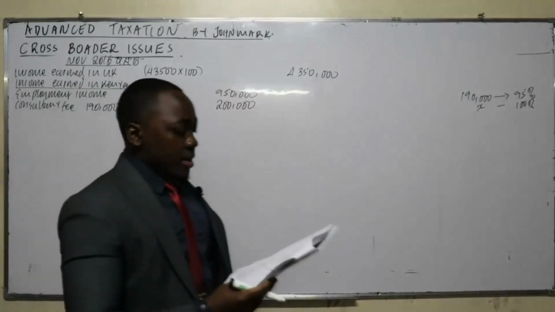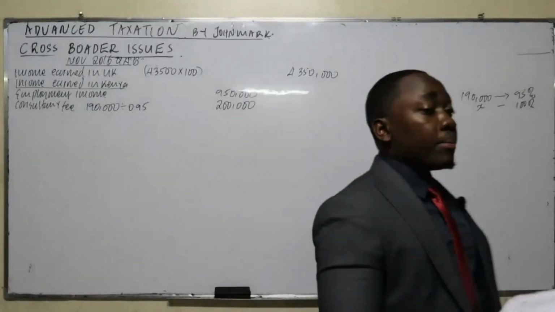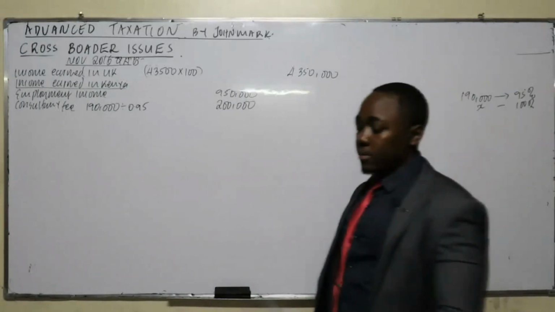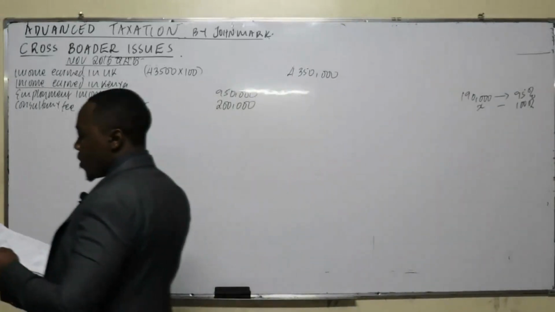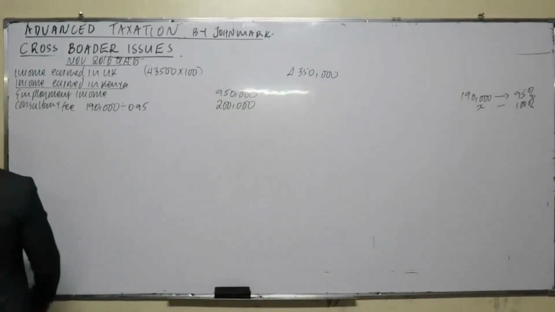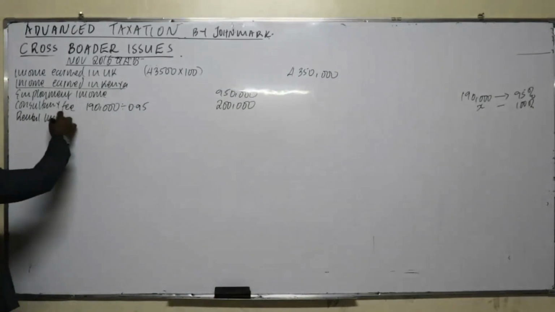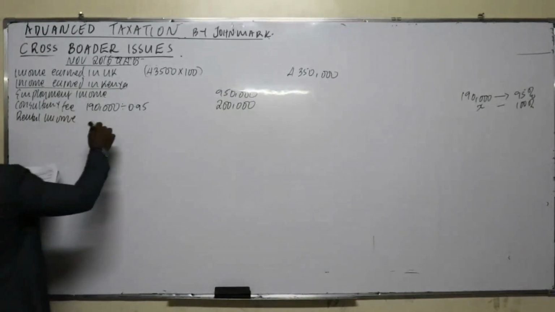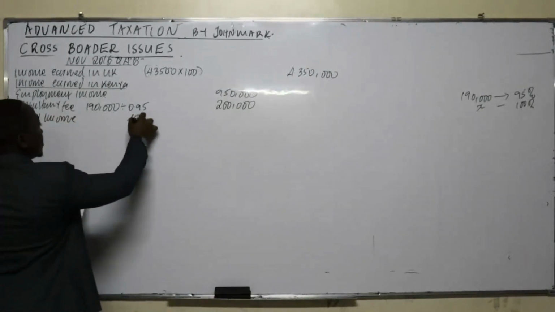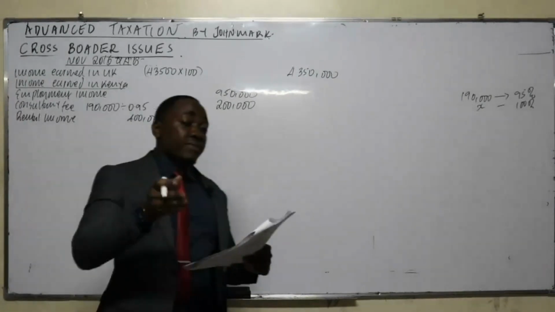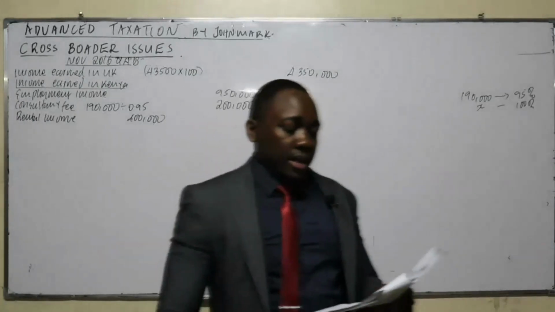Then you're told that other income comprised the following. Number one, there was rental income. Rental income of 400,000 after deducting. He earned an amount of 400, but this is net. Why? Because we are told that rental income of 400 was after deducting the cost of furniture.